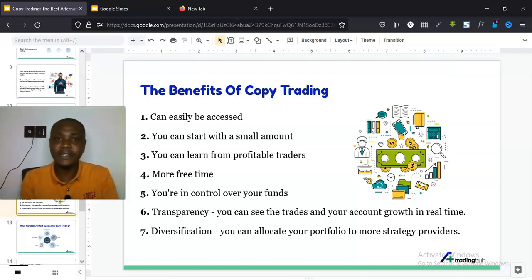Also, you can diversify. You can copy more than one trader. Some apps or some copy trading platforms call them strategy providers or strategy managers. You can copy more than one.